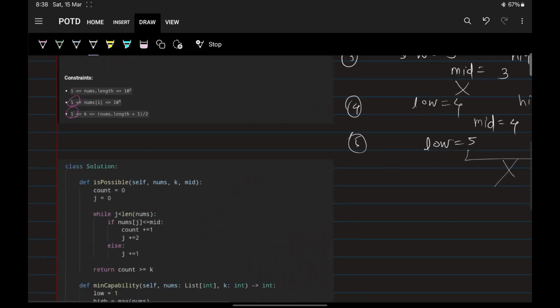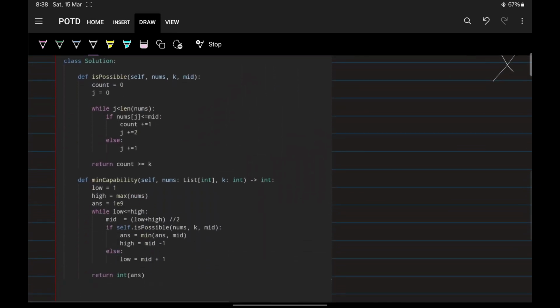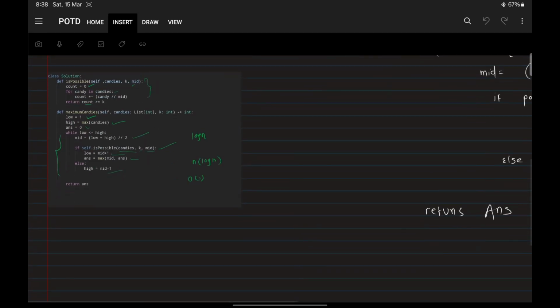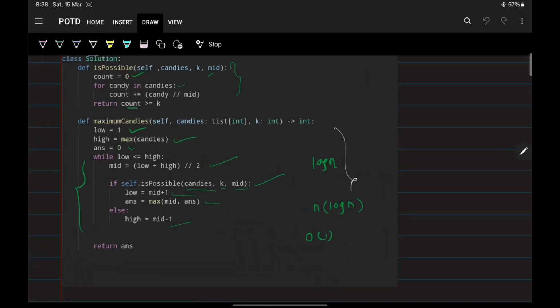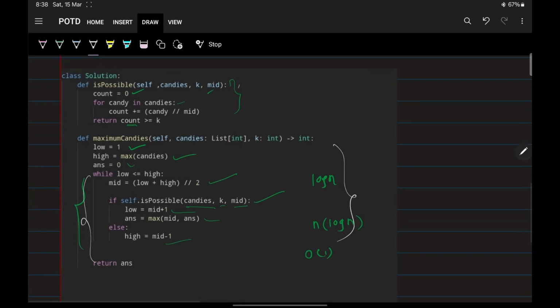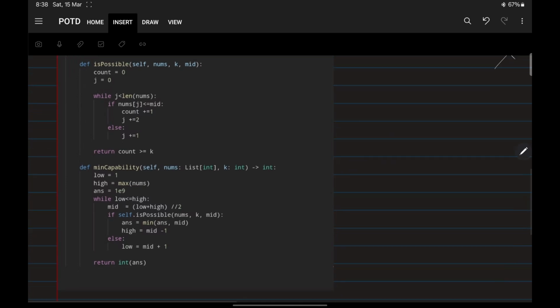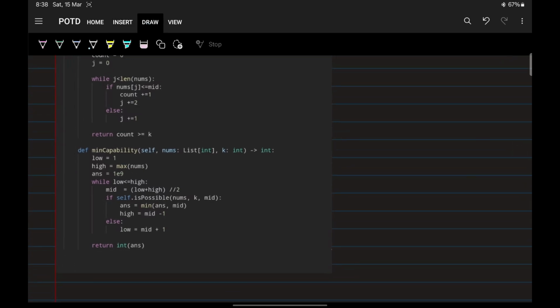So the code for this problem is similar. Before showing this code, let me show you yesterday's problem code. It was a similar problem. Given here is one function, we were using the same binary search and the same possible function over here. And today's problem is kind of the same only. If you see, this is the main function over here.